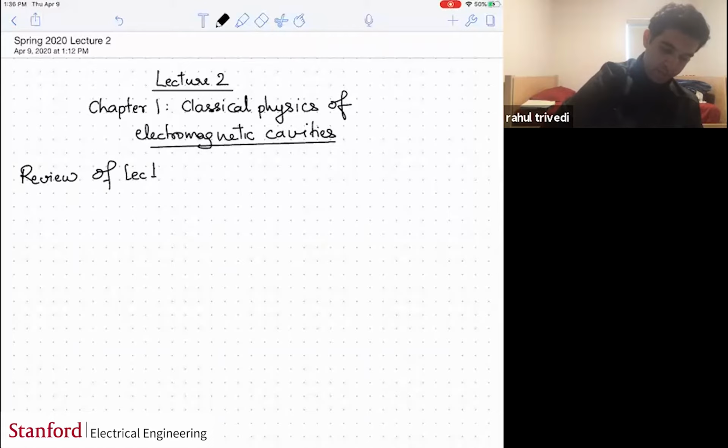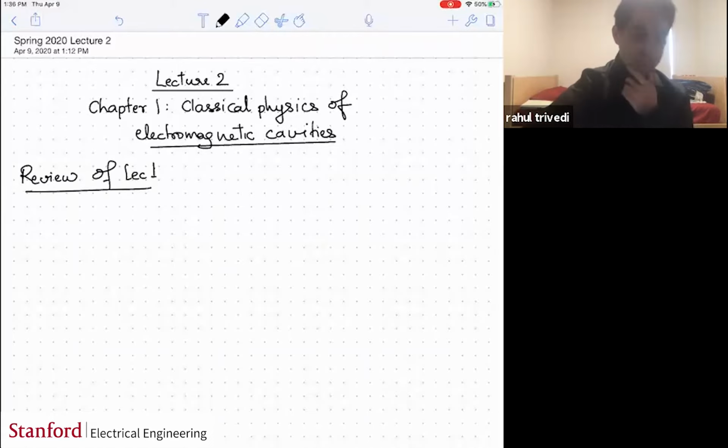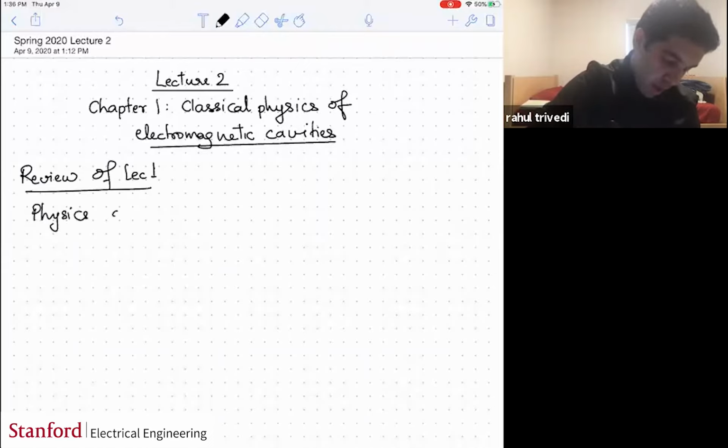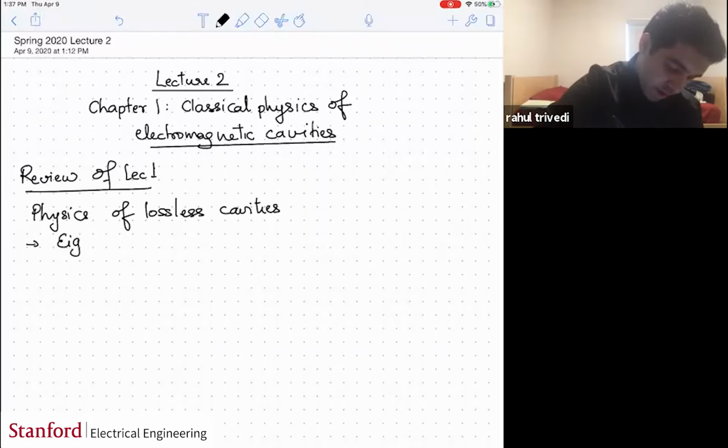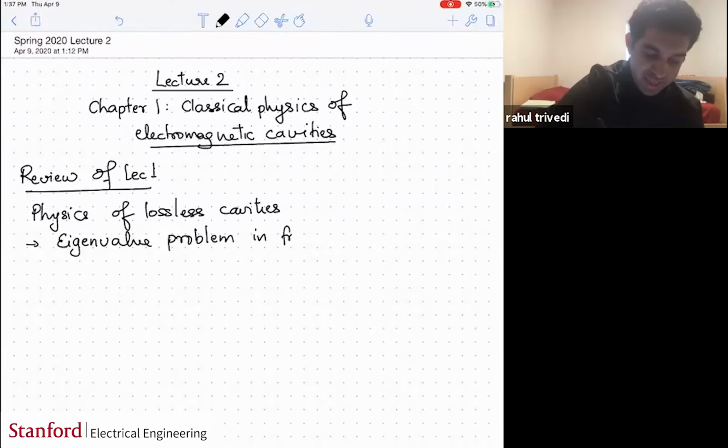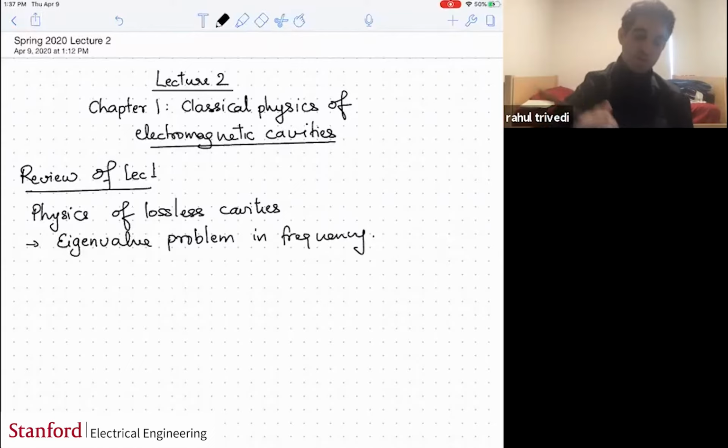of lecture 1. So in lecture 1, essentially, we started looking at how we can understand the physics of lossless cavity. And we set up an eigenvalue problem for a simple cavity in frequency domain. So we had an eigenvalue problem in frequency domain, which we were able to solve for a simple PEC cavity, and we explicitly calculated the eigenmodes and eigenfrequencies of the PEC cavity.